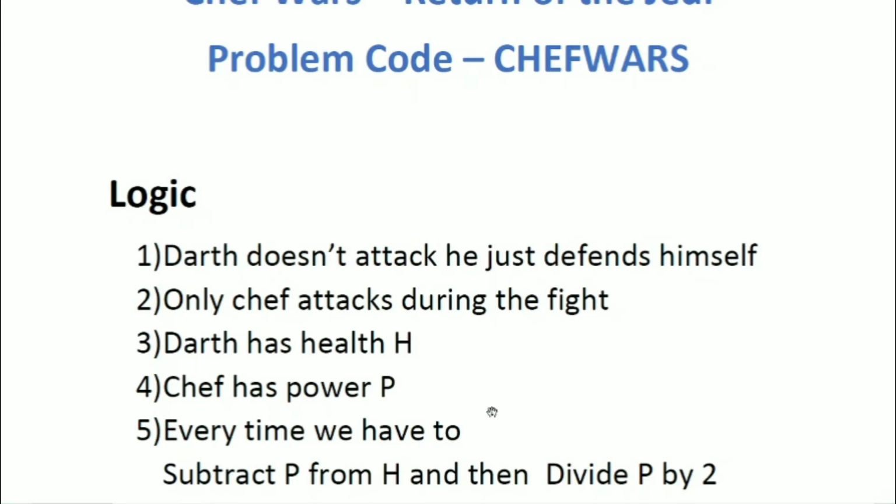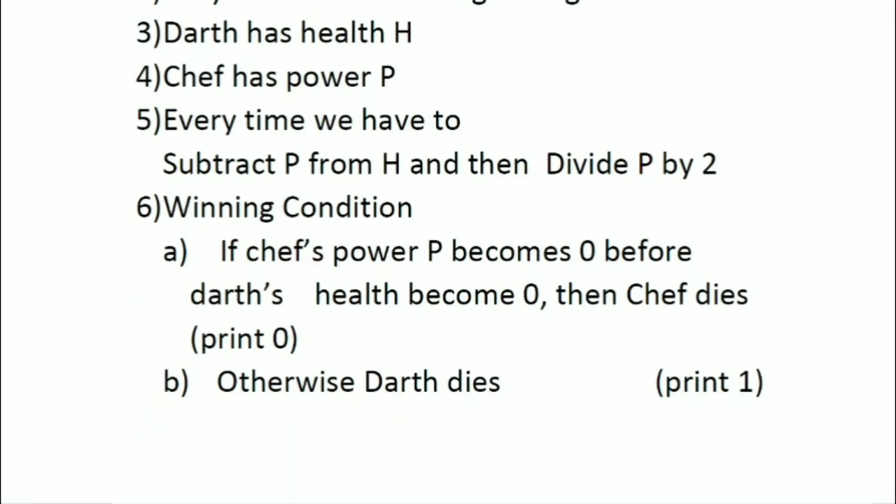because when both the values, that is the health of Darth and the power of the lightsaber, are positive, till then we can't decide who is the winner. Therefore we have to do this process again and again till the value of H becomes 0 or negative, or the value of P, that is the power, becomes 0. Now let's see the winning condition. If Chef's power P becomes 0 before Darth's health becomes 0, then Chef dies, and then we have to print 0. Otherwise, if the health becomes 0 before the power, then Darth dies and we have to print 1.